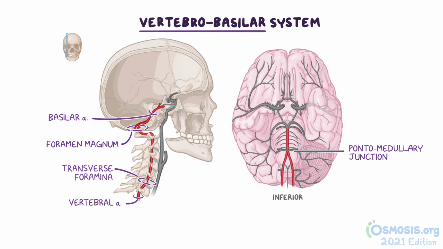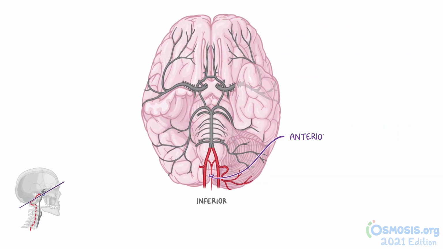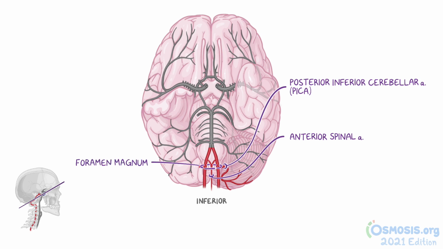Now, before the two vertebral arteries merge, they give off two important branches, the anterior spinal artery and the posterior inferior cerebellar artery. The anterior spinal artery is formed by two separate branches of the vertebral artery, which travel inferiorly and medially, and subsequently form the singular anterior spinal artery at the level of the foramen magnum. The anterior spinal artery then courses in the anterior median aspect of the spinal cord, supplying its rostral anterior 2/3.